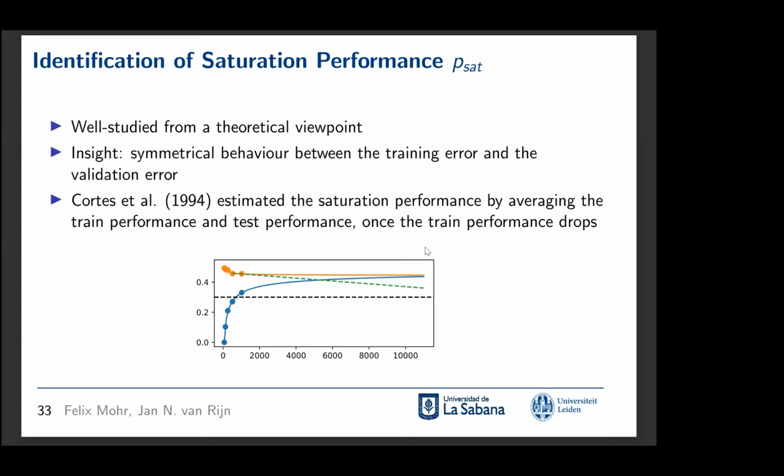But one of the interesting insights that Cortes et al. reported in 1994 is that there's a certain symmetrical behavior between the train curve and the validation curve. I picked this image from another paper, but the idea is the same here. We have on the x-axis the number of observations, and on the y-axis the performance in terms of error rate. So lower is better here.